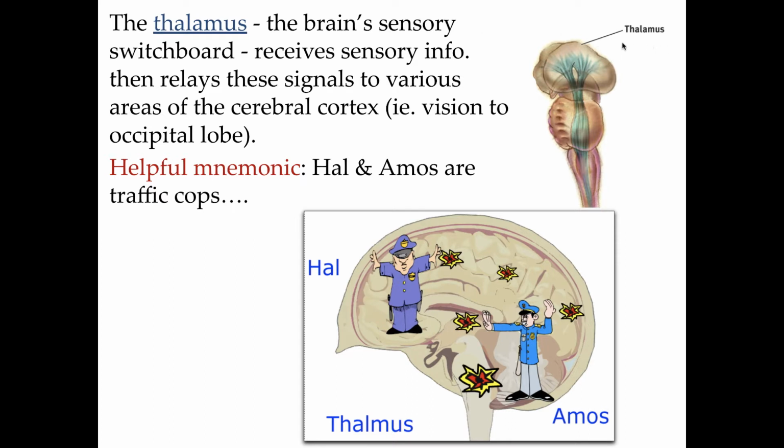So for example, visual information goes from the eyes first to the thalamus before it's transmitted back to the occipital lobe, which is responsible for our vision. That's where the visual cortex is. Same with auditory information. It comes in through the ears, we're going to learn in our next unit, before the thalamus sends it off to the temporal lobe, where the auditory cortex is and where auditory information is processed.